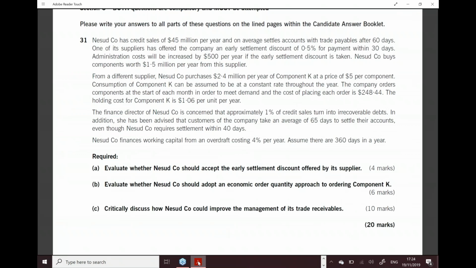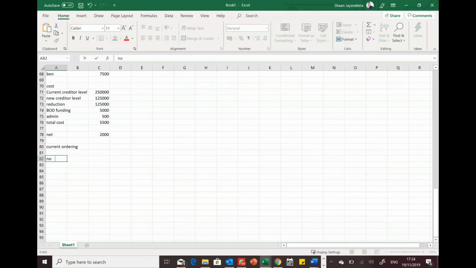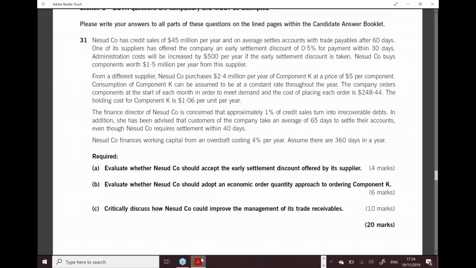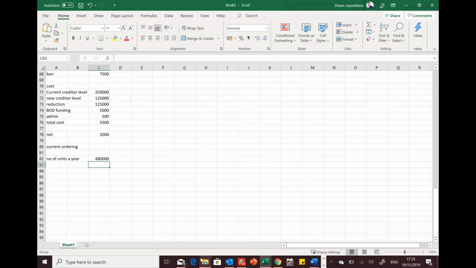You are purchasing 2.4 million per year of component K at a price of 5 per component. So I can work out the number of units a year. So the number of units I'm actually buying a year will be equal to 2,400,000 divided by 5. I'm buying around 480,000 units.